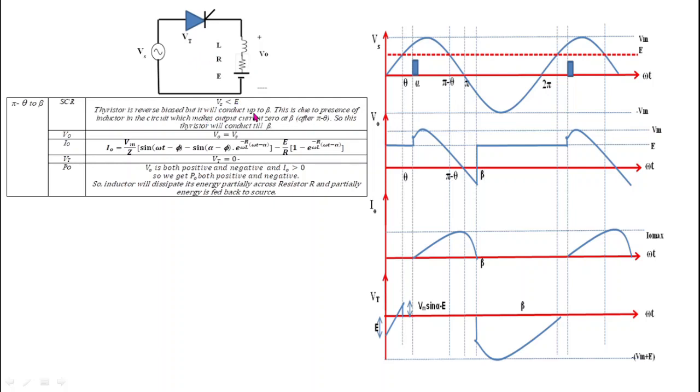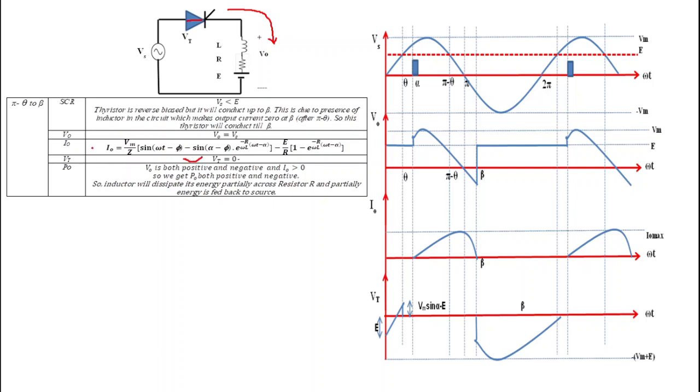But Vs is less than E, yet I tell you that this thyristor will continue to conduct till the output current reaches zero at beta. So this output current will continue to flow in this direction, which will keep this thyristor turned on up to beta. So from pi minus theta to beta, this thyristor will continue to conduct. That's why the drop across the thyristor is equal to 0.